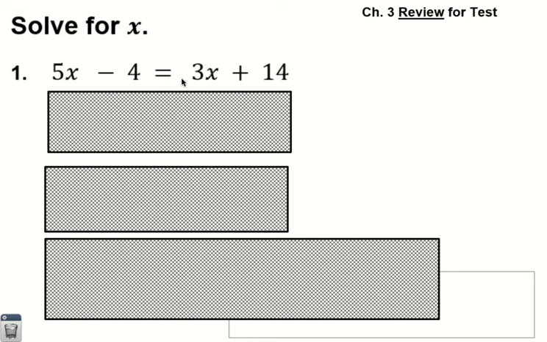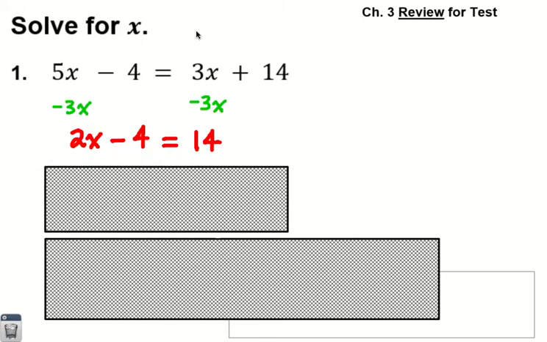In this one, we're going to want to get the x's only onto one side. So we would subtract 3x to both sides. And it would be a 2x now on the left side, minus 4 still over here. And then the only thing remaining on the right side is the 14.